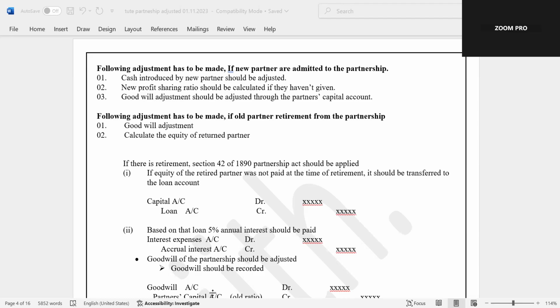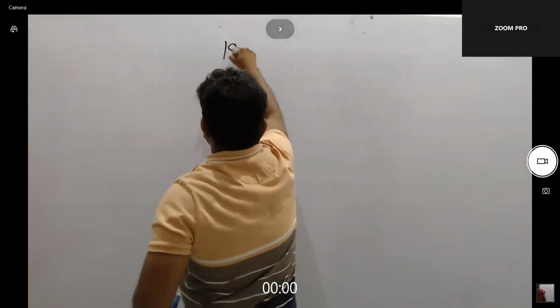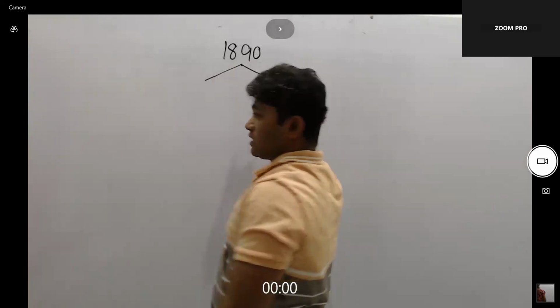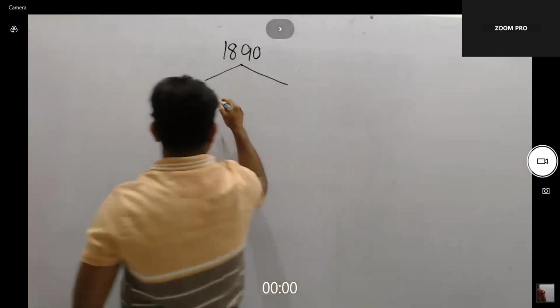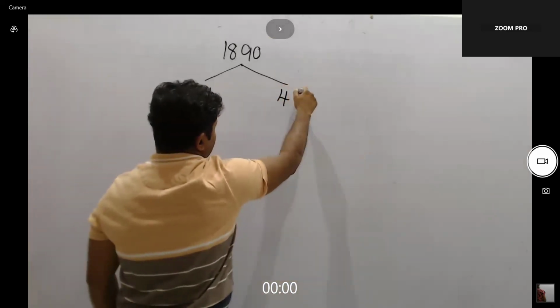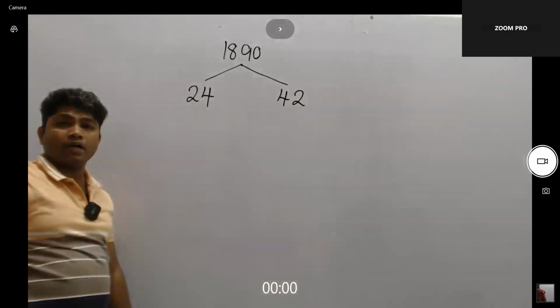When preparing the financial statements of partnerships, we have to apply the Partnership Act also. Then there are legal requirements. The Partnership Act should be applied. Think of the 1890 Partnership Act. We have to apply it when preparing financial statements of partnerships. There are two sections we have to consider: Section 24 as well as Section 42.